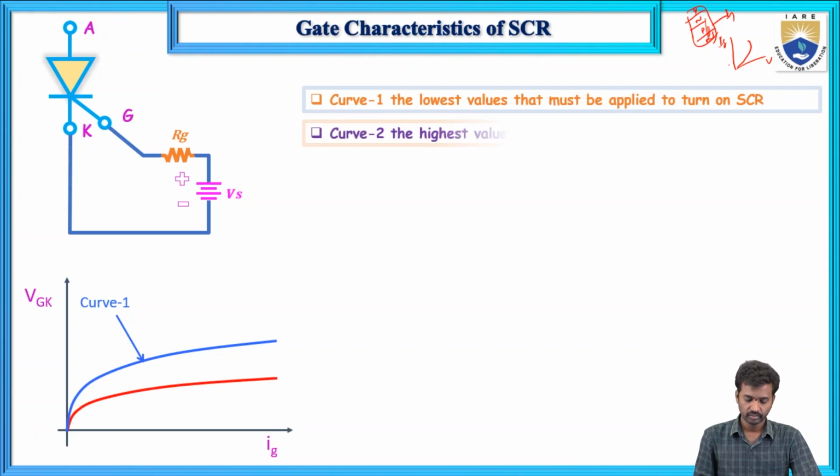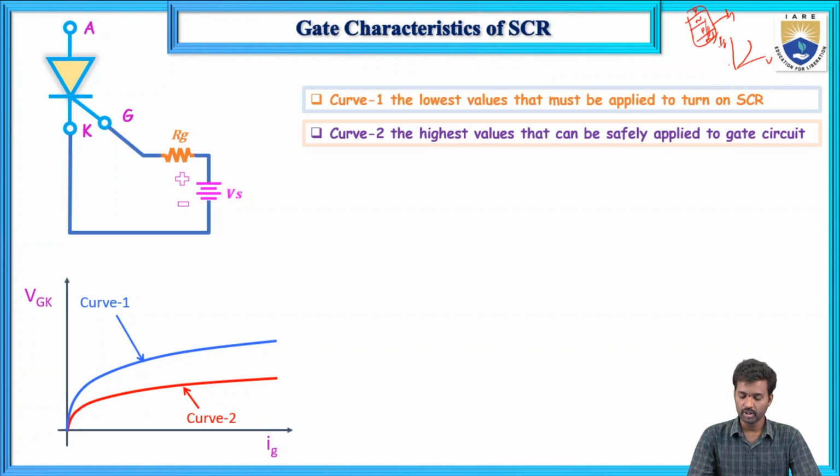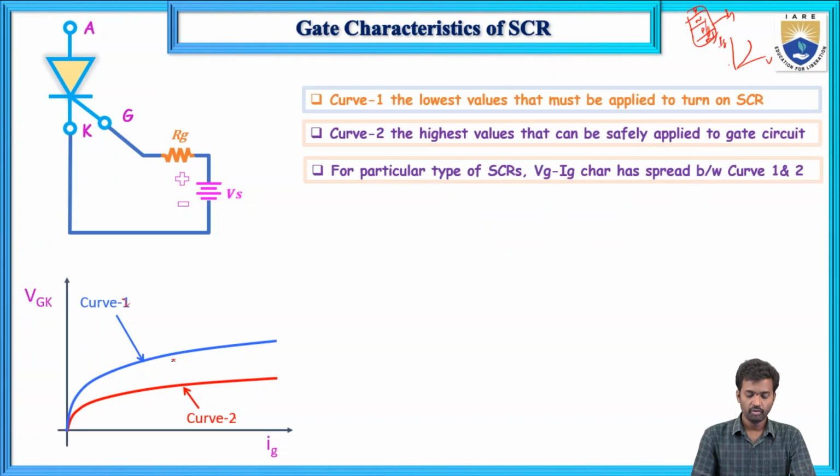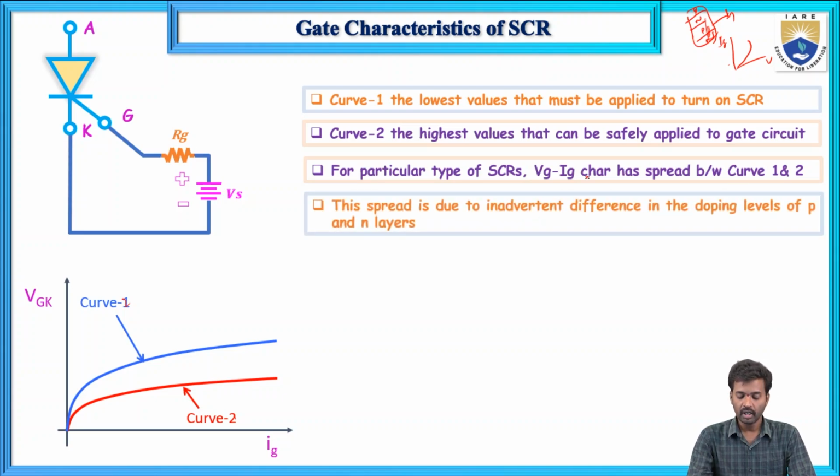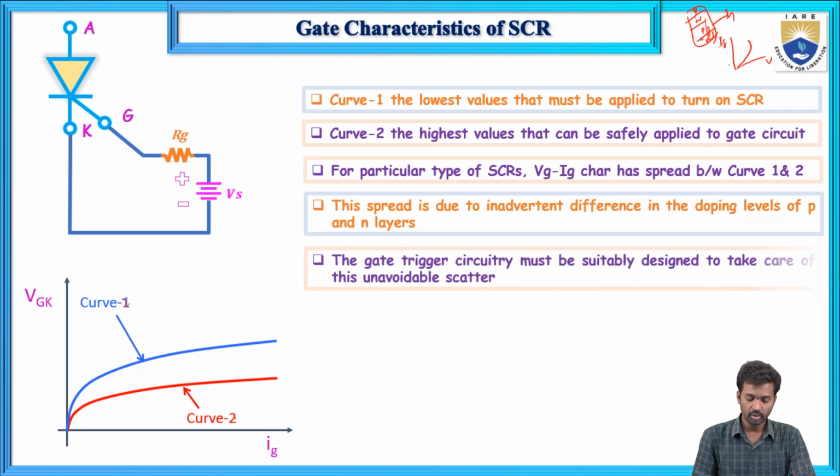And this is the highest values that can be safely applied. I think this is curve 2 and this is curve 1. There may be a spread, meaning scatter. For a particular type of SCR, the IG and VG characteristics have a spread between curve 1 and curve 2. This spread is due to inadvertent differences in the doping levels of the P and N layers. So the gate trigger circuit must be designed to take care of this unavoidable spread.